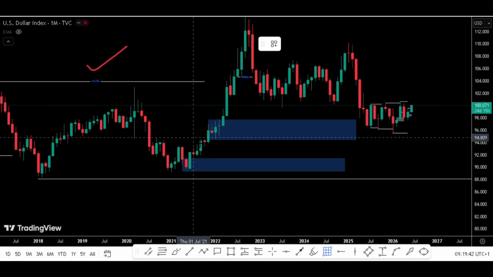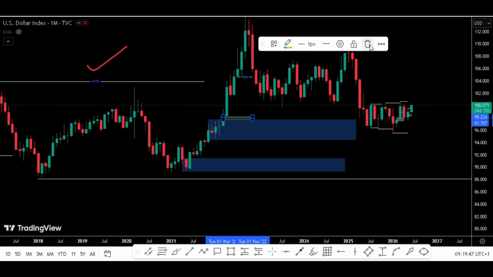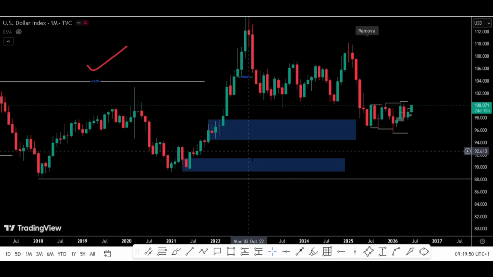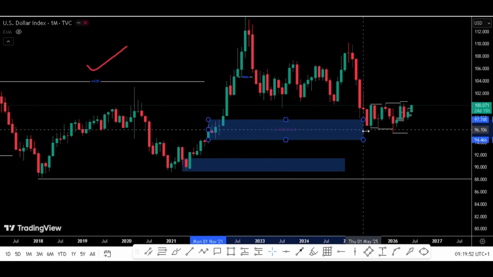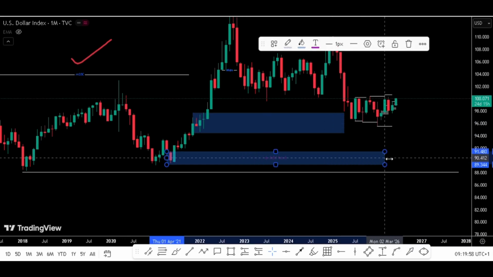and the market must do what? The market must have fair value gaps. So you can see there are fair value gaps there, and there are fair value gaps there. That's why we say, okay, the market is responding to this order block. And if this fails, the market will respond to this one.